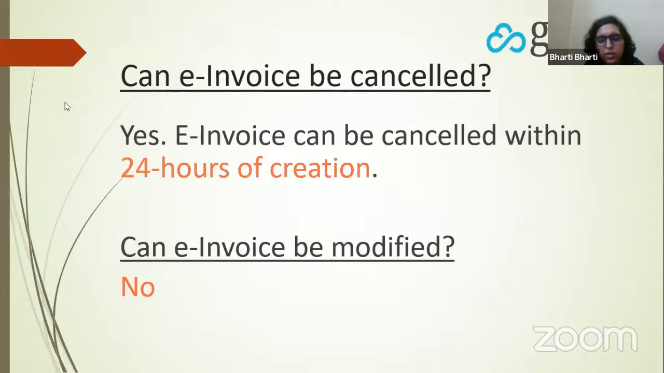For an e-invoice, if you want to cancel it, you can cancel it within 24 hours, beyond which the e-invoice cannot be cancelled. And once you cancel it, you cannot use the same invoice number. So IRN is unique and it is based on 4 parameters, one of which is the invoice number. Once it is used, it cannot be used again because IRN has already been generated against that invoice.